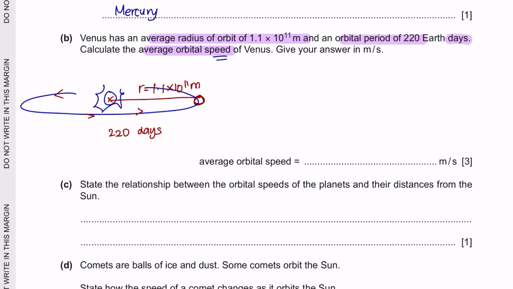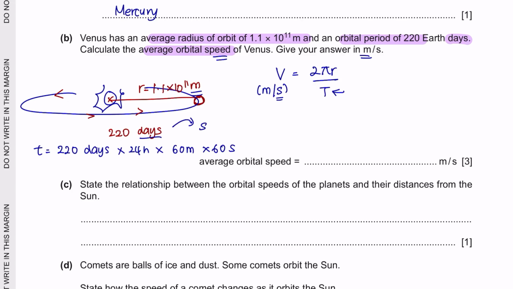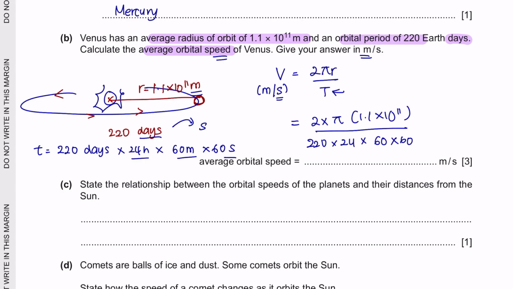The formula to calculate the orbital speed is 2 pi r over time. The radius has already been given to us in meters, but the speed is in meters per second, so we have to change the time taken here from days into seconds by multiplying with hours, minutes, and seconds. Just put all this value in your calculator and you will get 3.6 times 10 to the power of 4. The unit is meters per second.